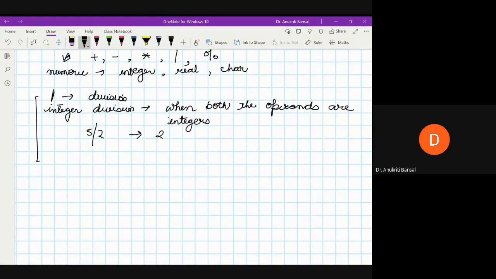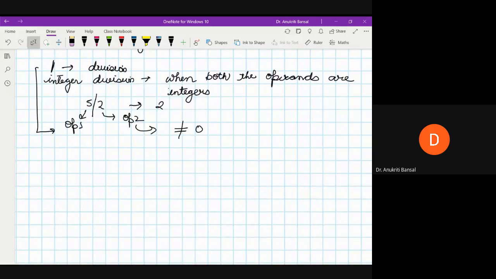In case of division, this is my operand 1 and this is my operand 2. So operand 2 should not be 0. It is not allowed. You should keep this thing in mind, because by chance the actual output is 2.5, but maybe you are getting only 2.